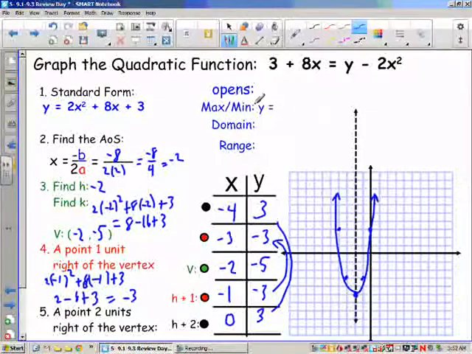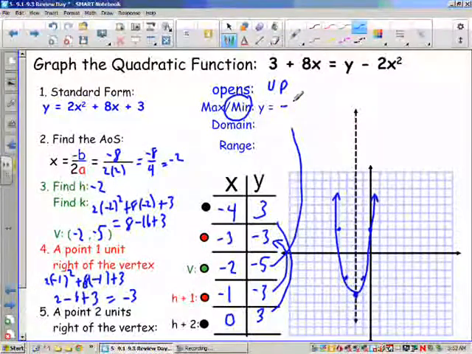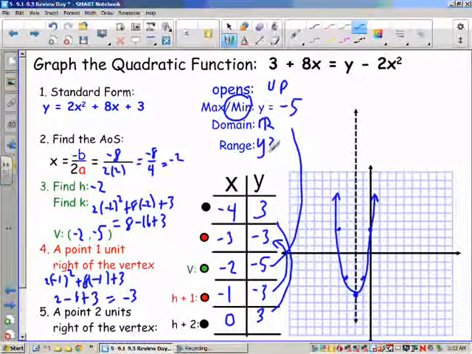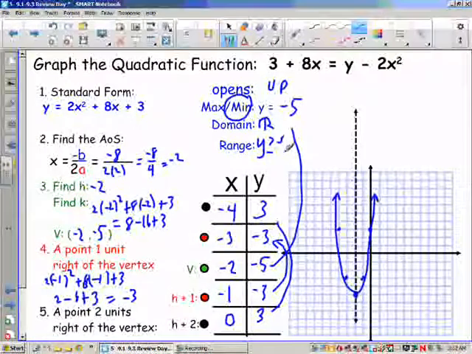All right. We didn't predict ahead of time, but if we check here, because a was positive, the parabola opened up. The max or min, in this case, since it opened up, we're going to have a minimum down at the k, or the y-coordinate of the vertex, negative 5. The domain, again, is all reals, and since it's a minimum, the range is y greater than or equal to the k, in this case, negative 5.